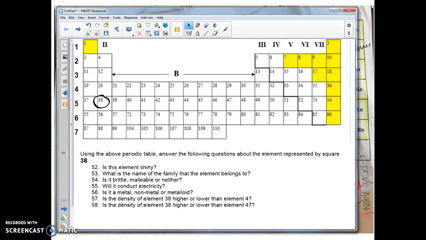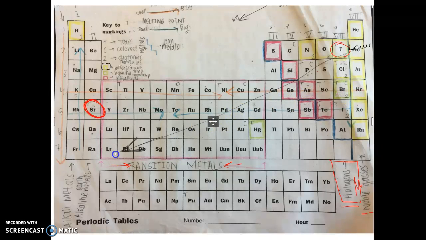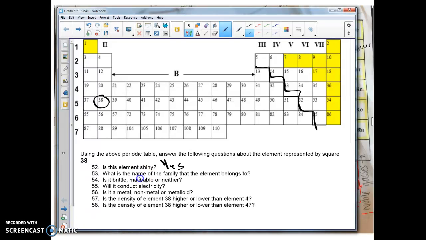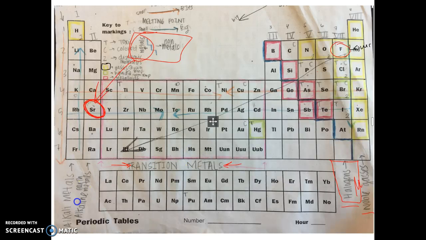All right, so we'll go ahead and quickly go through this. Number 38 is right here. It asks if it's shiny. That's just the question of if it's a metal. So yes, it's a metal because it's on the left side. Over here, you would have had right here metals and non-metals. So 38 would be a metal because it's on the left side. All right, what is the name of the family? So it's the name of that second column. So that would have been your alkaline earth metals.